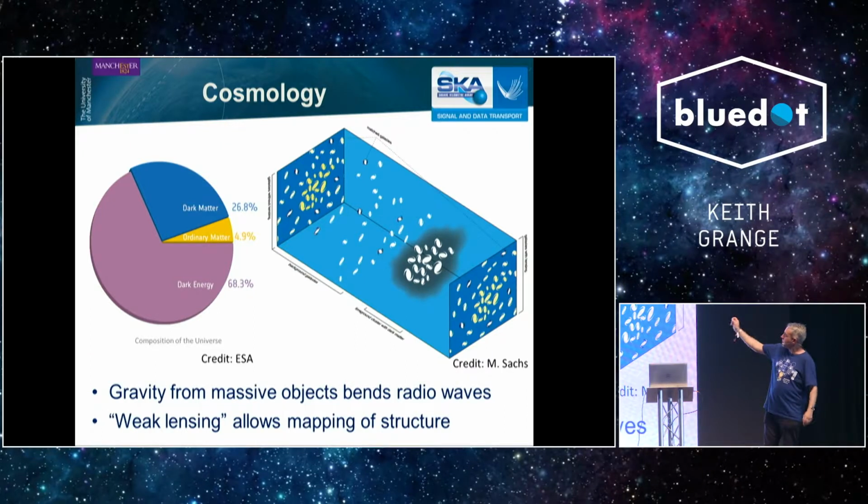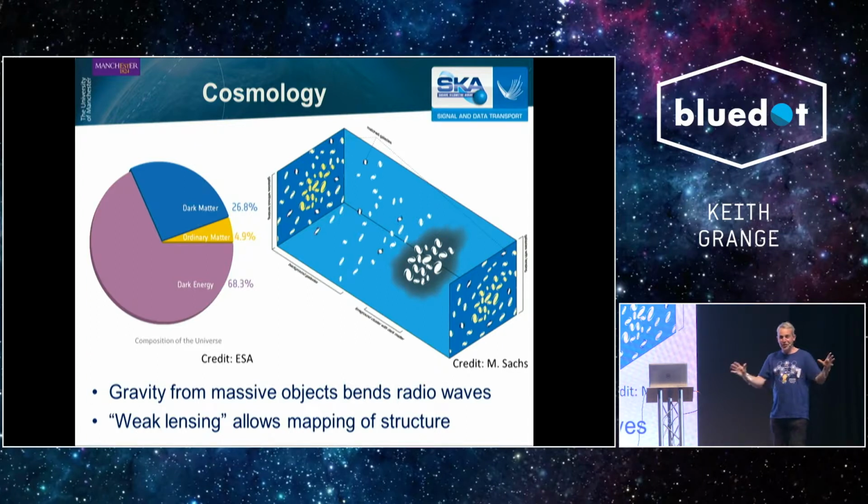Then there's about 27% of the universe, which is some mysterious dark matter that we know must exist, but although we have some good candidates for what it might be, we don't really know what it is. And then the bulk of the universe, almost 70% of the universe, is this thing called dark energy, which I think it would be fair to say we don't really understand at all.